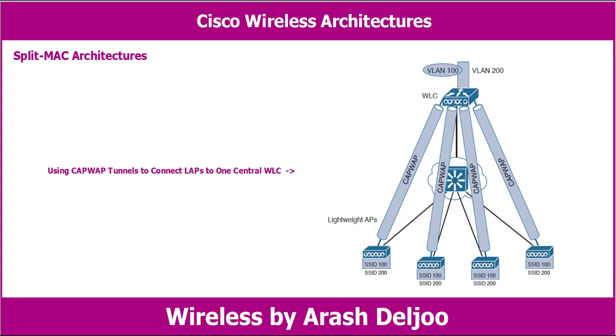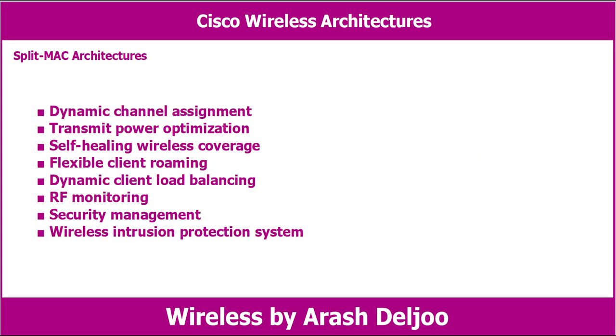Think of the puzzles and shortcomings that were discussed in the previous videos for the traditional autonomous WLAN architecture as you learn about them. And now let me explain some of the features that the wireless LAN controller or the split MAC architecture can provide for us. First, dynamic channel assignment. The wireless LAN controller can automatically choose and configure the RF channel used by each LAP based on other active access points in the area. This is the dynamic channel assignment or DCA.